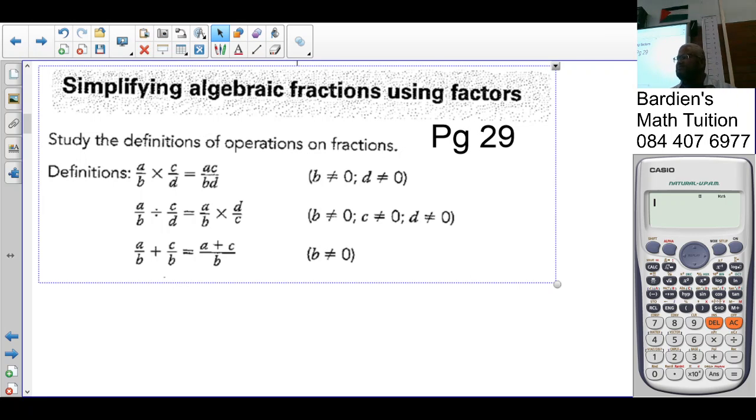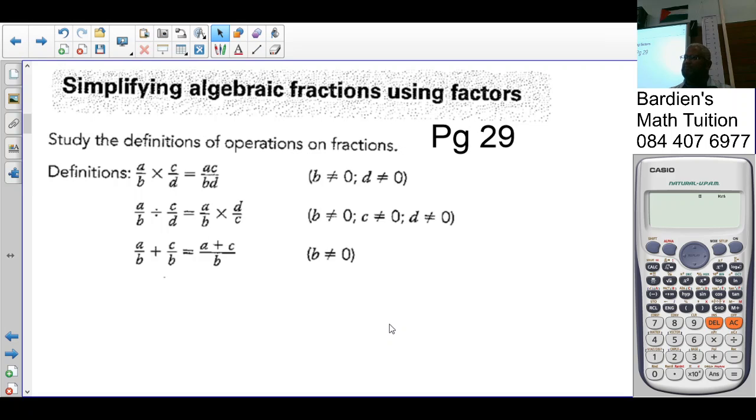Does it make sense? So the definition: A over B multiplied by C over D. Is there anything that can cancel there? No. So it's the numerator times the numerator and denominator times denominator, so it's AC over BD. Why do you think next to the sum they say that B can't be 0 and D can't be 0? Why do you think they say this here?